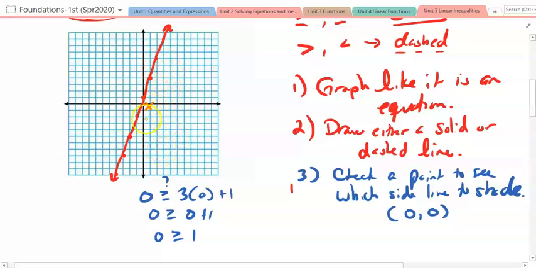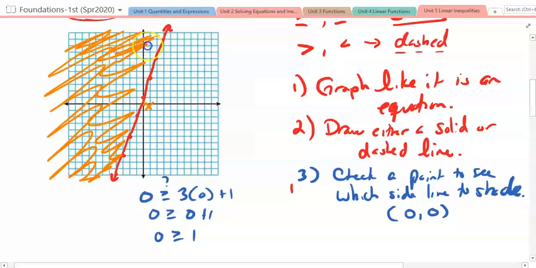And so where's my shading going to go? It's not going to go where I put the x. It's going to go on the opposite side. It's going to go all up here. So all of this region here would be shaded.